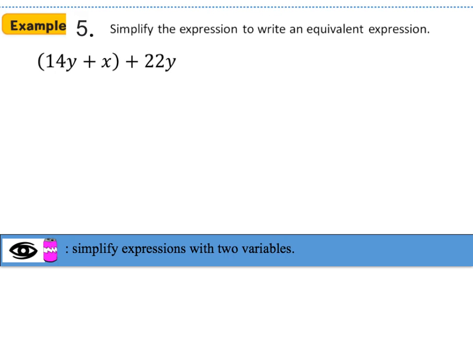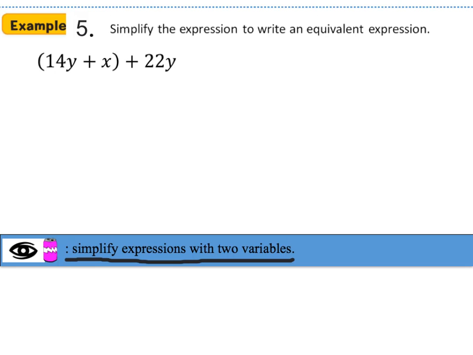Example 5 says simplify the expression to write an equivalent expression. So for this problem, our learning objective changes. It says that we're going to simplify expressions with two variables. In the previous slides, we've only had one variable. So we're going to go ahead and combine these like terms.